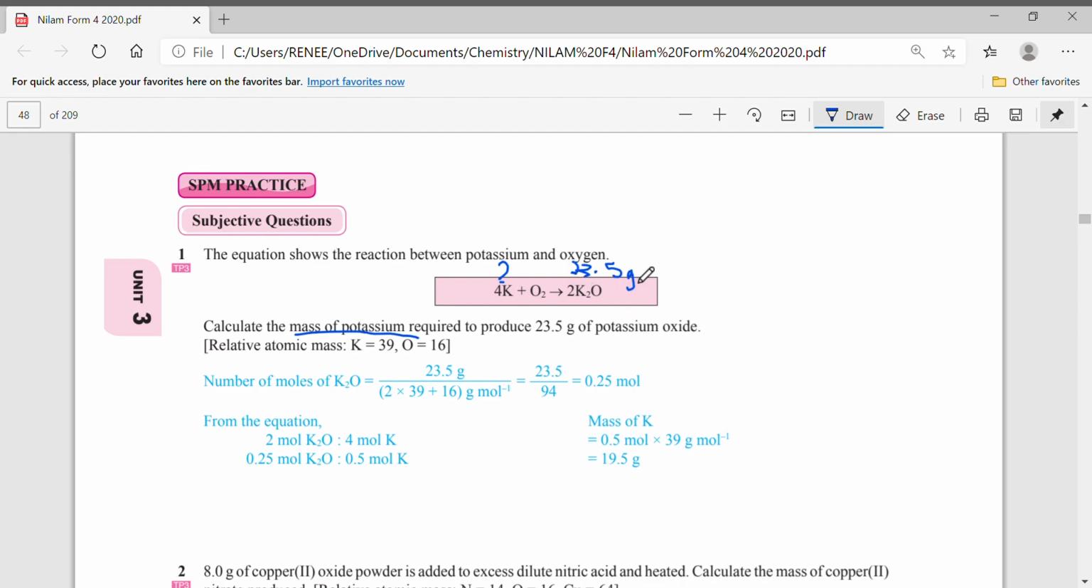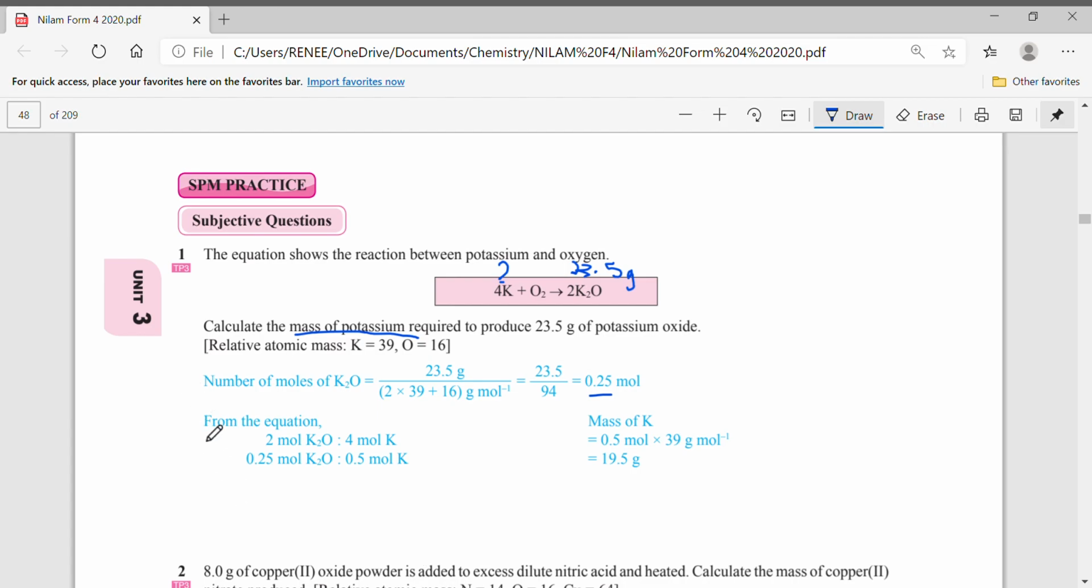To know the number of moles of 23.5 gram of potassium oxide, we can use the formula number of moles equals mass over molar mass. The mass of potassium oxide is 23.5 gram and the molar mass of potassium oxide is 2 times 39, because potassium molar mass is 39, plus 1 oxygen, so plus 16. After the calculation, we found that 0.25 mole of potassium oxide is produced in the reaction.